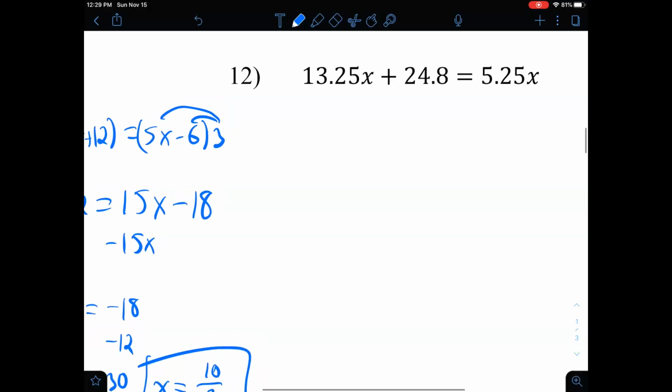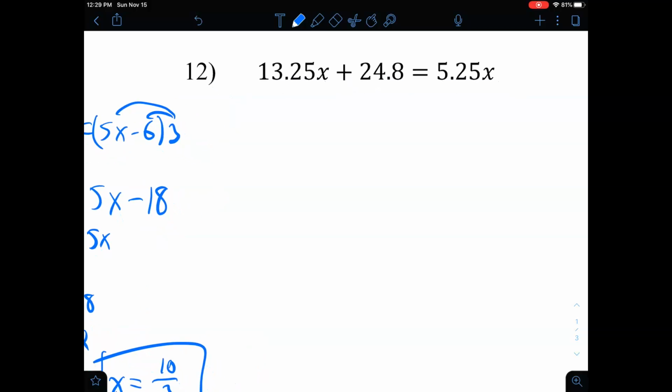All right, number 12, we have 13.25x plus 24.8 equals 5.25x. Again, we have decimals here, but we don't change the rules of math just because we have weird numbers. All right. So first things first, anything to distribute here? No. Any like terms to combine? No. Now we need to get all the x's to one side. So should we move this, or should we move the 5.25x?